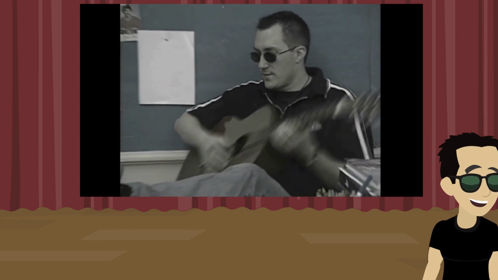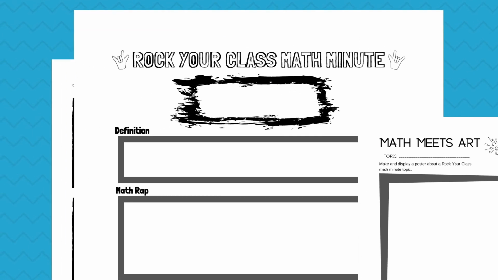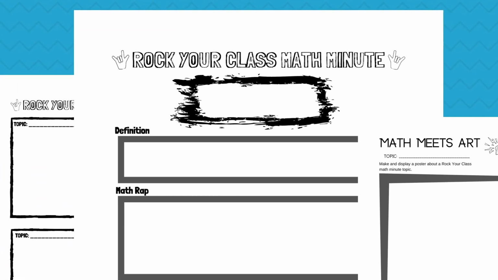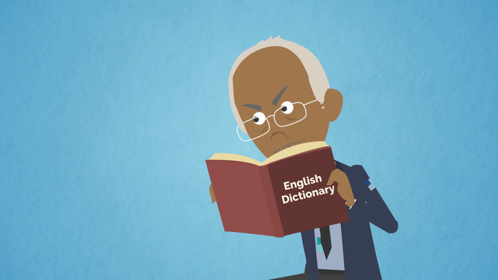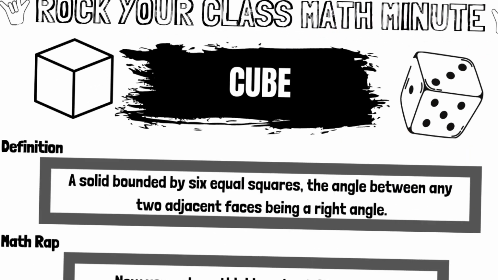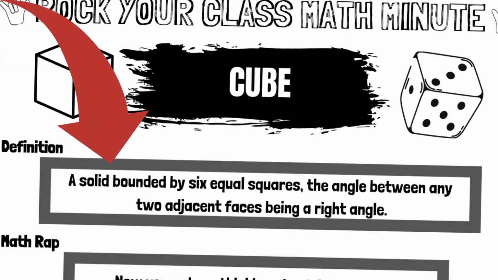Get ready for today's Math Minute topic. Cube. What does the dictionary say? A solid bounded by 6 equal squares, the angle between any two adjacent faces being a right angle.